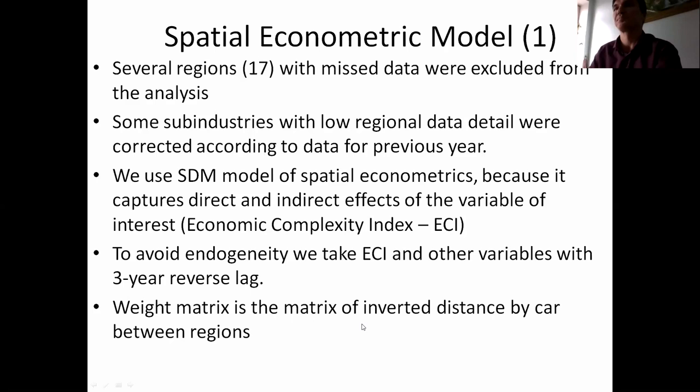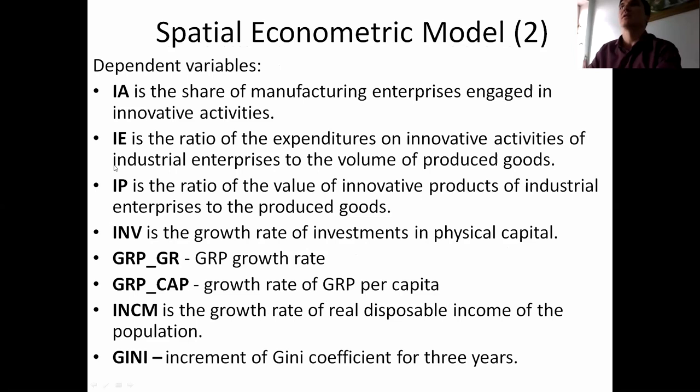I think it's a more suitable matrix for Russia. Well, this is the list of dependent variables. These are three indicators of innovation activity, quite traditional, which are taken from statistics. This is the growth rate of investment in physical capital. This is the growth rate of GRP, growth rate of GRP per capita, growth rate of real disposable income, and the Gini coefficient, which characterizes inequality.